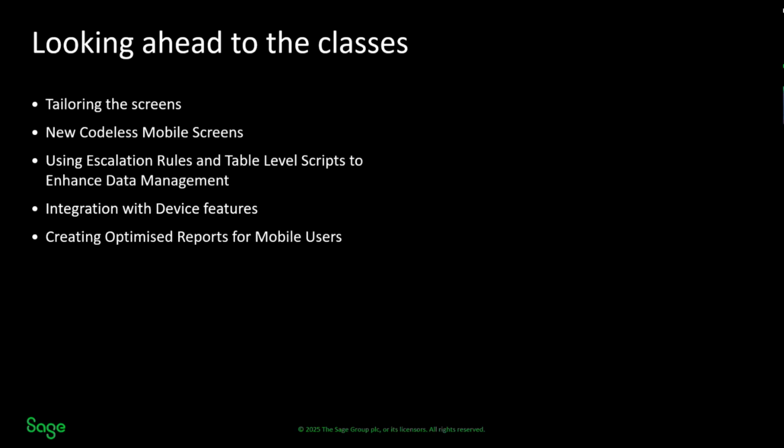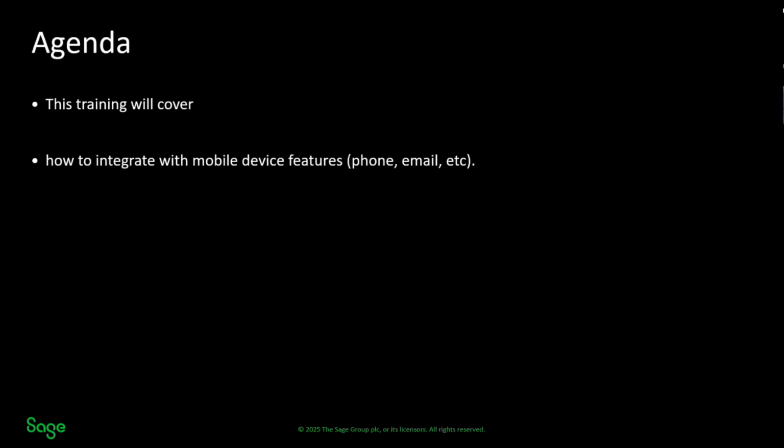We've looked at the way in which we can automate behavior with table level scripts and escalation rules, but now we're turning our attention to what we can do with the integration with the device features itself. We're going to see in this lesson how we can integrate with the mail and email features and the phone features of the phone itself, the call features and email. We'll also start to look at what we can do to take advantage of some of the device specific features as well.